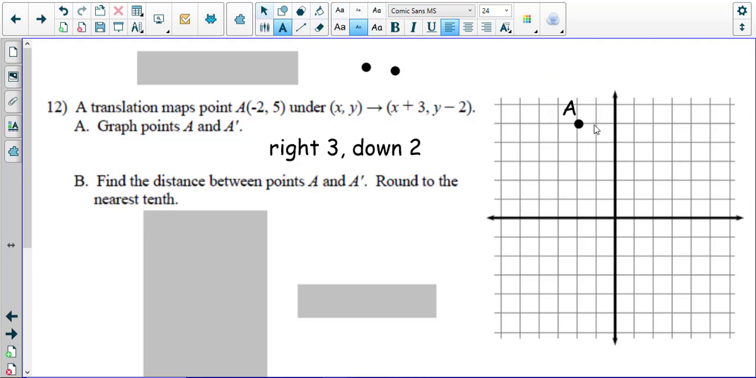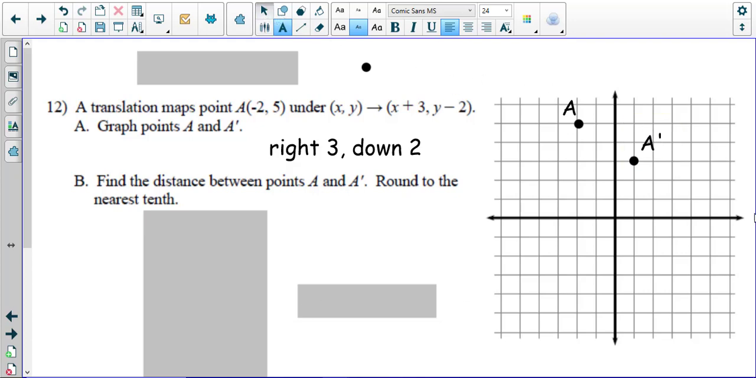So right 3 and down 2 is going to be 1, 2, 3. Oh, let me grab that point again. I lost it. 1, 2, 3 units to the right, down 2 is going to give us a point right here, and that's going to be at (1, 3). So that's going to be A prime. And that is after a mapping right 3 units and down 2 units.